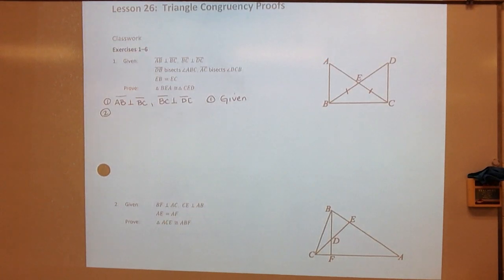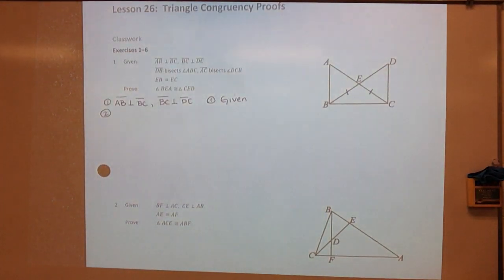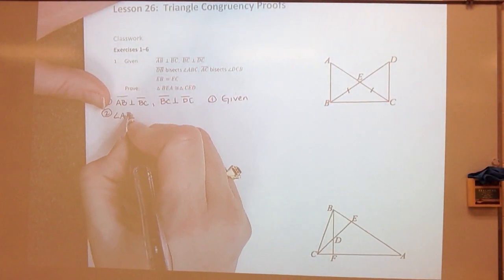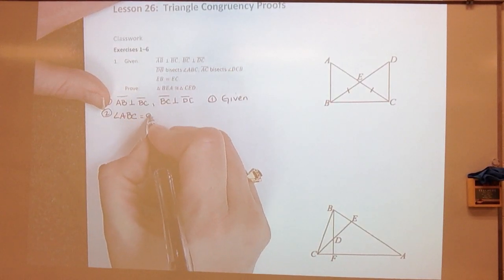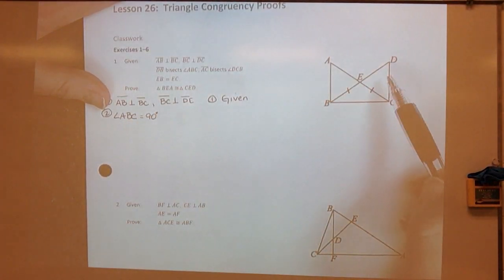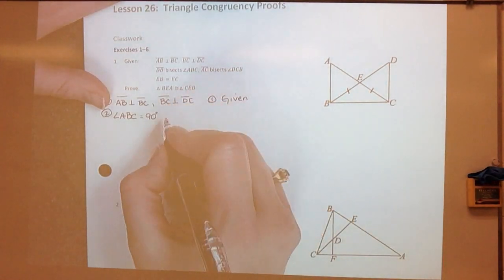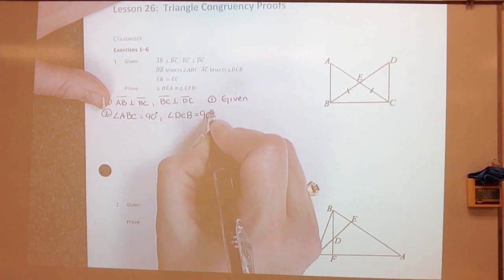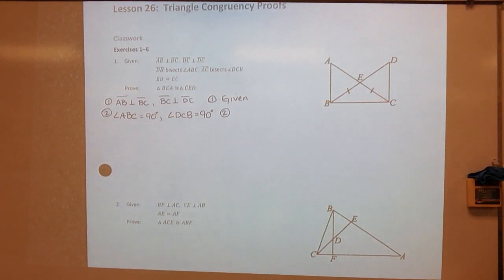Now, this is where we need to think about what we know about perpendicular. What does it mean to be perpendicular? If I have 2 segments that are perpendicular to each other, we know that the angle they form is a 90-degree angle. So I know that angle ABC is equal to 90 degrees, and I also know that the measure of angle DCB is equal to 90 degrees. Why do I know that? Because it is simply the definition of perpendicular lines.